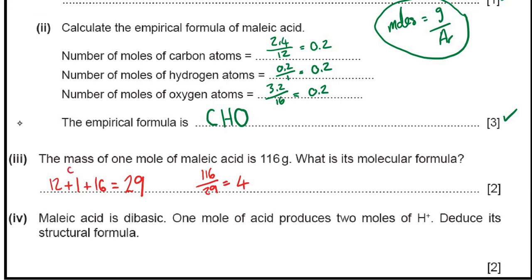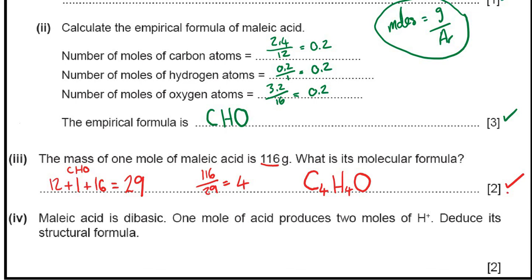So CHO, the Mr of that is 29. So 12 plus 1 plus 16, so add up all the atomic masses. And we know that the molecular formula, 1 mole of maleic acid is 116. So 116 divided by 29, which is the empirical formula, is 4. So therefore, we know we've got to multiply everything by 4. So it's C4H4O. So we've got 2 marks there.